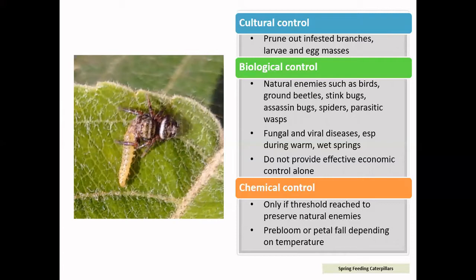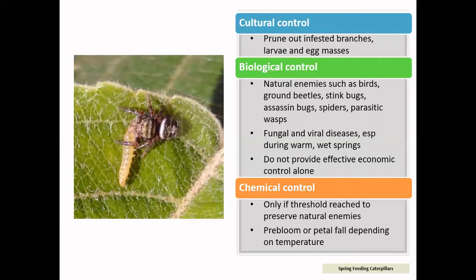Now, there are a number of natural enemies around the orchard that do feed on these soft-bodied caterpillars. These can include birds, beetles, stink bugs, assassin bugs, spiders, and parasitic wasps. If it's a warm, wet spring, you may often see some fungal or viral diseases on these caterpillars as well. However, in high pressure situations, biological control is not going to provide economic control if it's used alone.